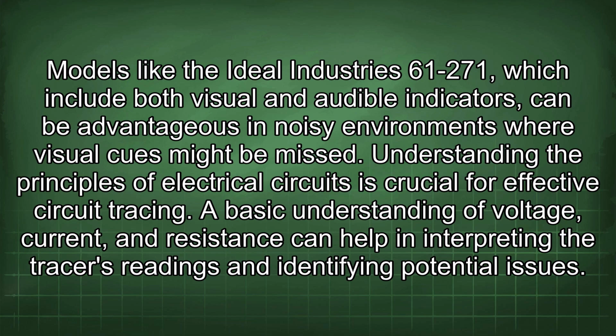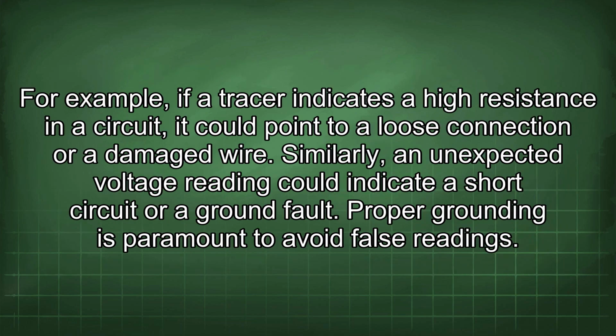Understanding the principles of electrical circuits is crucial for effective circuit tracing. A basic understanding of voltage, current, and resistance can help in interpreting the tracer's readings and identifying potential issues. For example, if a tracer indicates a high resistance in a circuit, it could point to a loose connection or a damaged wire. Similarly, an unexpected voltage reading could indicate a short circuit or a ground fault.